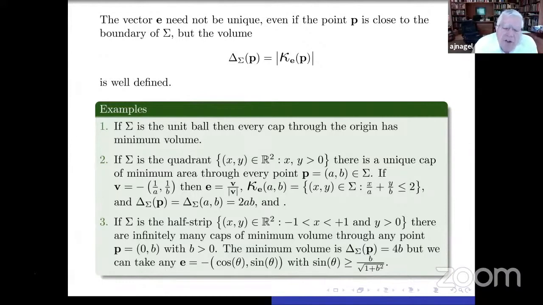Of sort of interest is take a half strip, look at the set of points x, y, where x is between -1 and 1, and y is positive. Then if I look at points on the real axis, that's points 0, b where b would be positive, then actually there are infinitely many caps of minimal volume passing through this point. The minimal volume is 4b, but you can take any direction where theta is going to be the angle between the vector and, say, the positive real axis, and there's some constraint on theta. So one must not think that the cap is actually unique. It's just the volume that's unique.